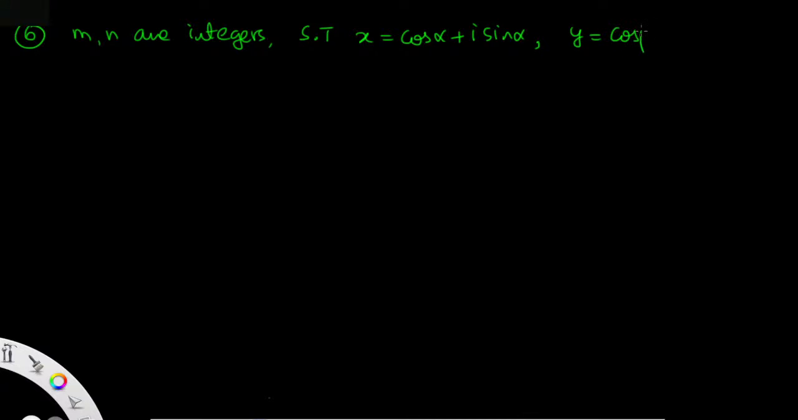So our next question, question number 6. It is given that m and n are integers. Then show that, x is given as cos alpha plus i sin alpha, and y is given as cos beta plus i sin beta.